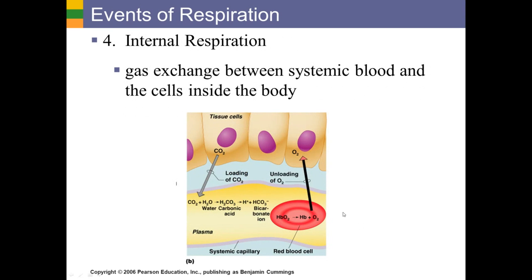When the blood reaches the systemic capillaries, those are the capillaries everywhere else other than the lungs, all right? That is where internal respiration or internal gas exchange occurs. It's considered internal because the exchange is between blood that's inside the body and tissues which are inside the body, right? Here, oxygen is going to be unloaded to the tissues. Carbon dioxide is going to be loaded to the blood. And again, this process occurs via diffusion. What drives this process is a gradient between the blood in the capillaries and the tissues.